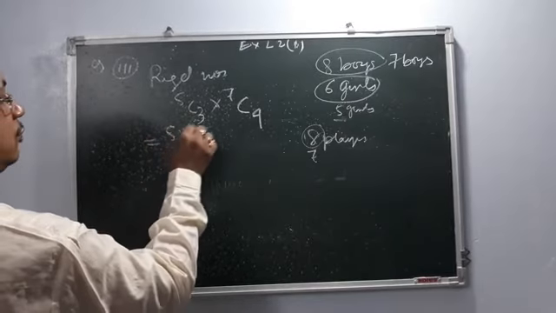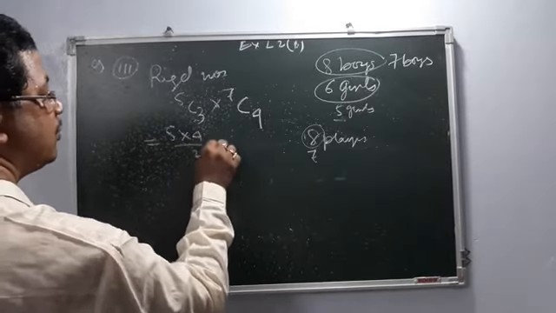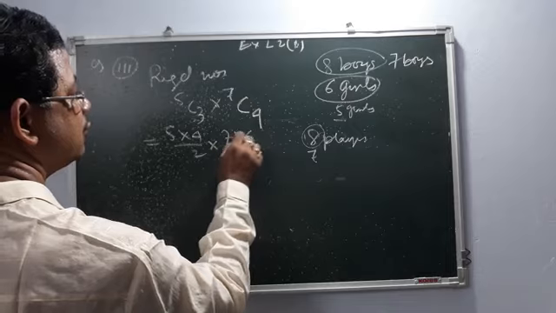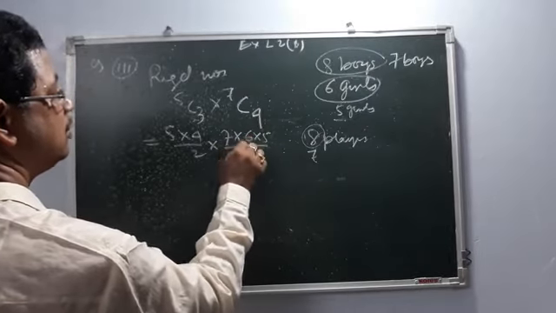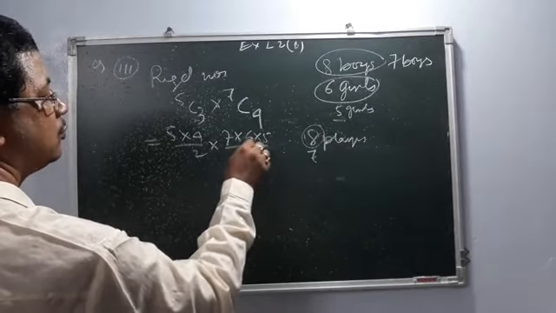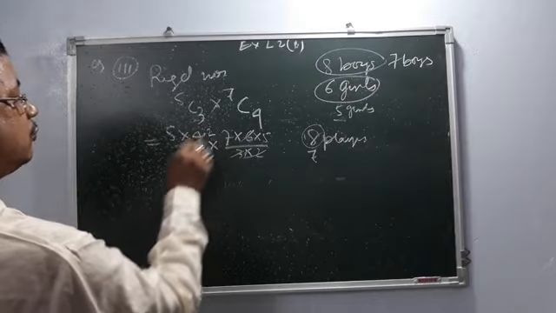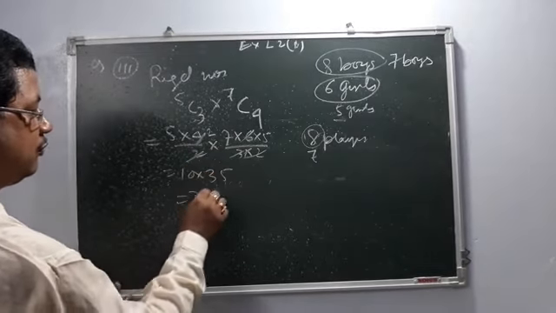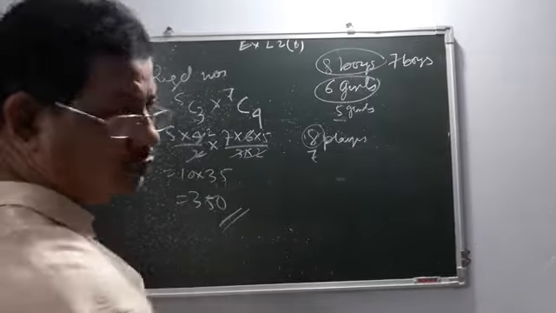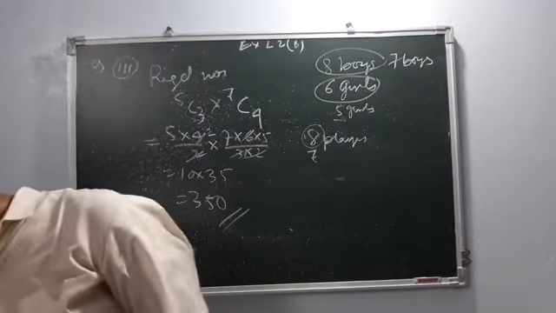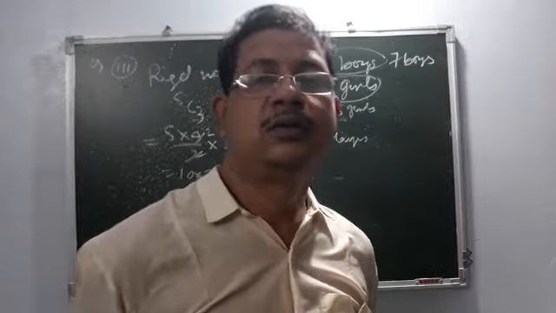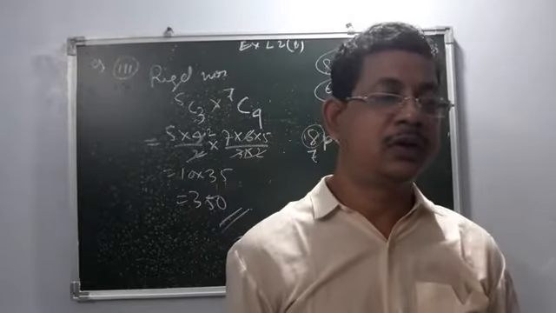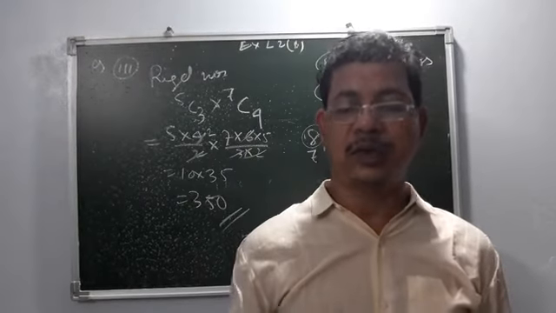5C3 is 5 into 4 by 2. 7C3 is 7 into 6 into 5 divided by 3 into 2. So 3 2s are 6, 2 2s are 4, it is 10 into 35. So the ultimate result is 350. So students, this is the answer of this one. And I expect you will notice everything. And now you try to do the remaining sums.